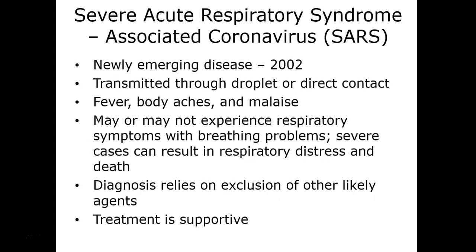So let's talk a little bit more about SARS. It is a relatively new emerging disease, first documented in Asia in 2002. It is transmitted through either droplet or direct contact and includes things like fever, body aches, and malaise. Severe cases result in respiratory distress and ultimately death. So a lot of the treatment is supportive, to support breathing processes and things like that.